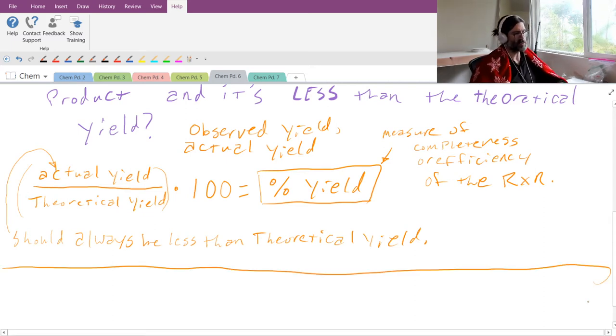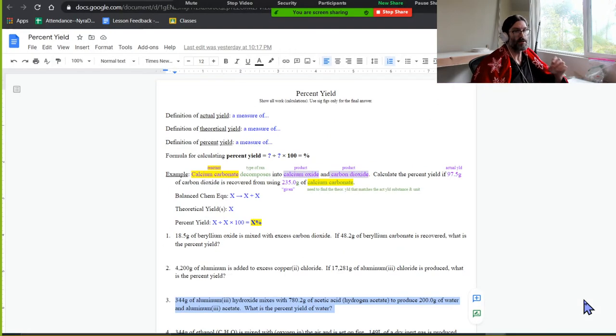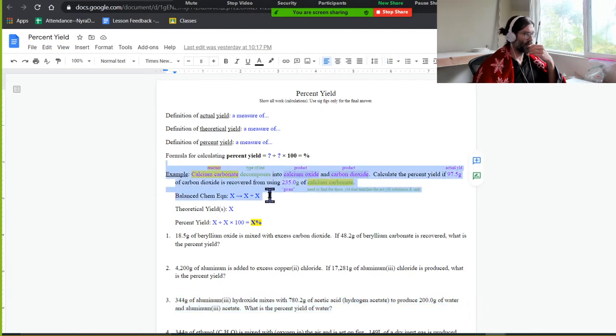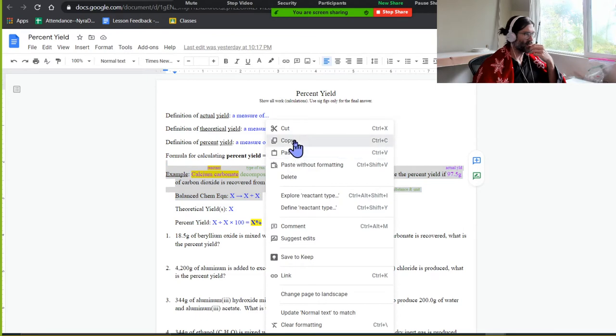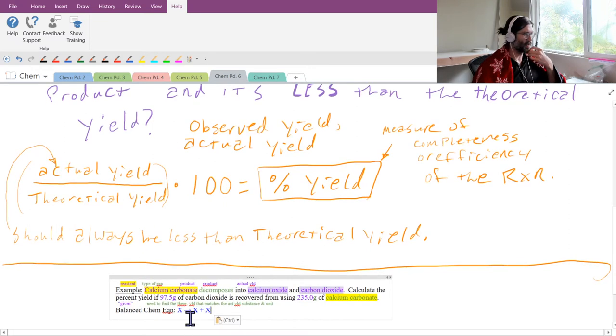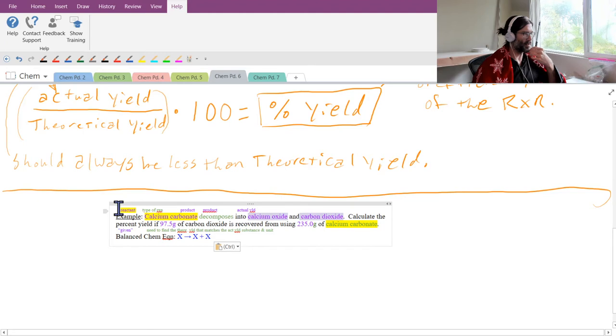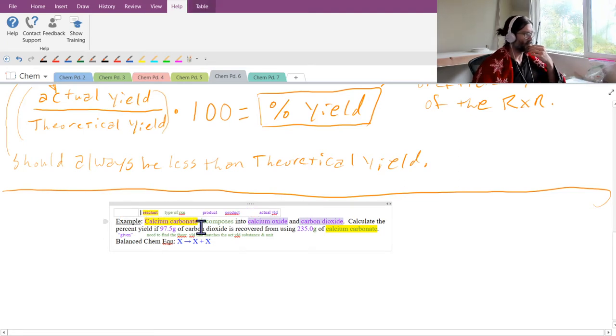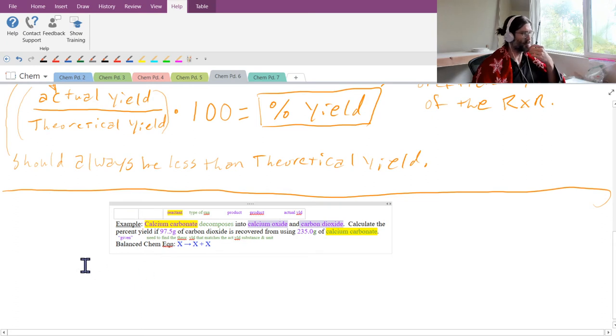And with that, let's look at our screen grab. We talked about actual yield, theoretical yield, and percent yield. We have this formula for calculating percent yield. And now let's copy this example and I'll paste it here. I'm just going to leave it tiny, because if I mess with it too much, all the formatting goes weird.